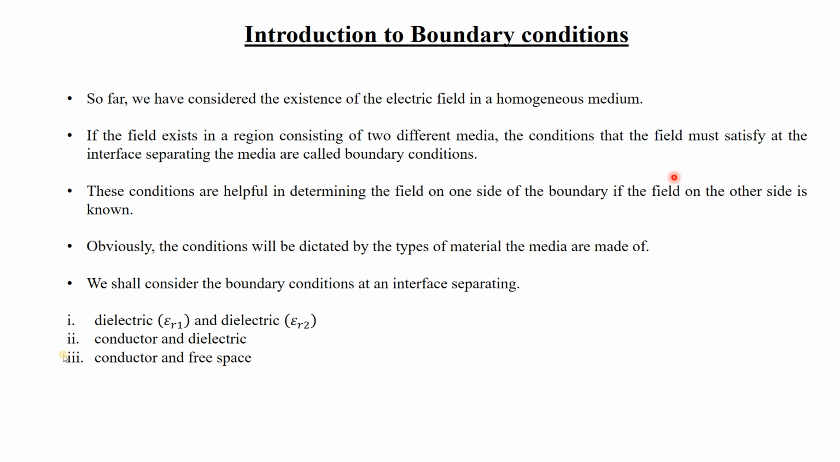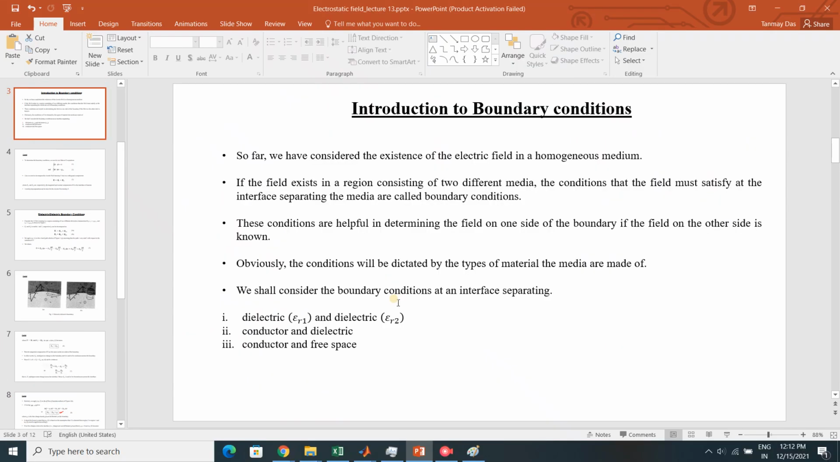Next we will discuss the conductor and dielectric, and conductor and free space. Conductor and dielectric is quite easier compared to dielectric and dielectric, because if you have understood dielectric and dielectric boundary conditions, then the rest two will not be very difficult. They will be very easy to understand.